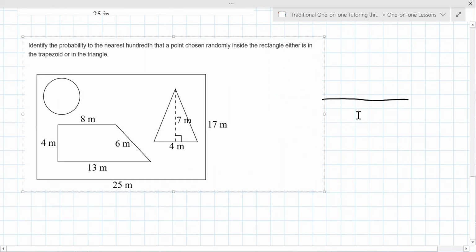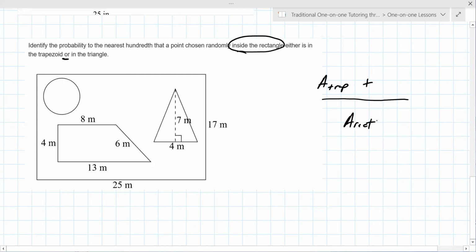So what goes in the top or what goes in the bottom? They want either... you're giving me shapes. The trapezoid, the area of a trapezoid over the area of a triangle. See this word, or? Oh, plus. And it does say inside the rectangle, right? So the bottom seems to always be the area of the rectangle, and this is the area of the triangle. Okay, so do you recall the area of a trapezoid?